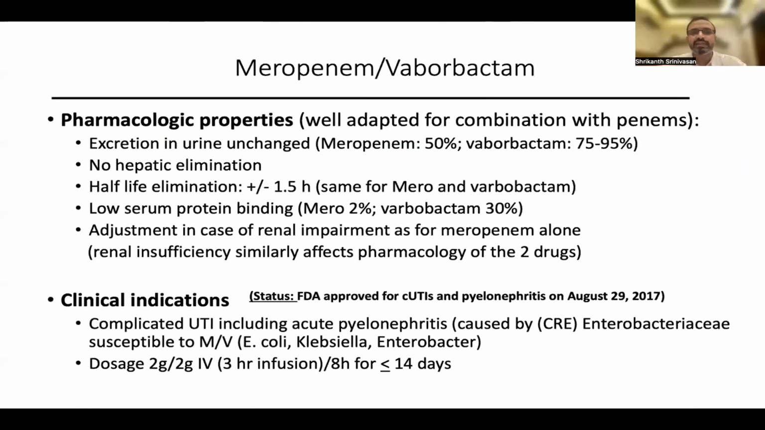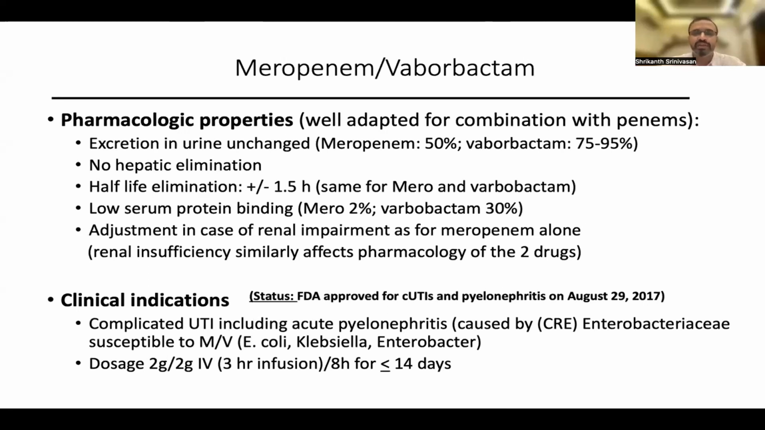Pharmacological properties: it is excreted unchanged in urine, with no hepatic elimination, so it can be used in hepatic failure. Half-life is around 1.5 hours, the same for meropenem and vaborbactam, so you don't have to change the dosing regimen for that. Low serum binding, and adjustment in renal impairment is the same as for meropenem.